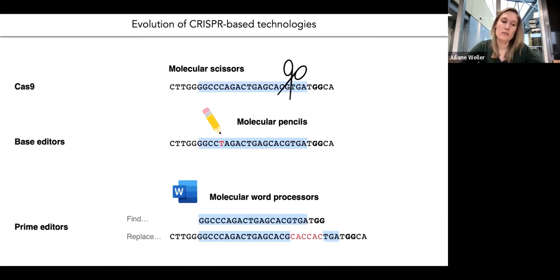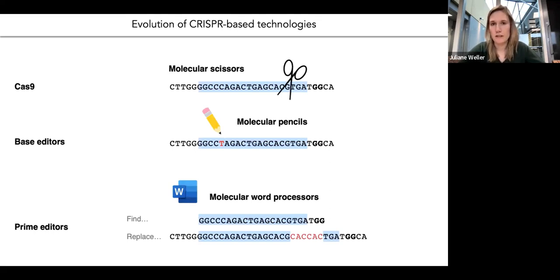The newest technology is prime editors. So here the Cas9 is linked to a reverse transcriptase, which then leads to a search and replace mechanism. So we can consider them as molecular word processors, where you can find its target sequence and then write in very precisely a new sequence. And prime editors can be used for insertions, deletions, and substitutions. So they're very versatile and very precise.